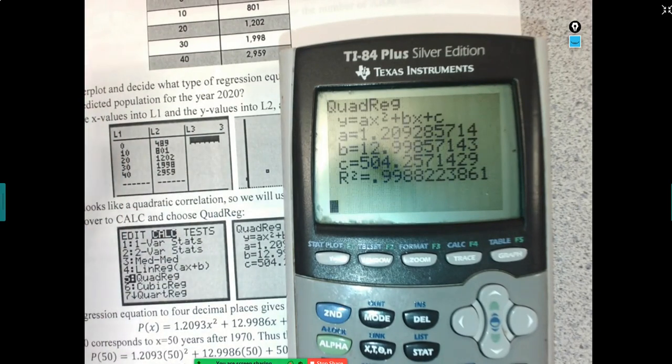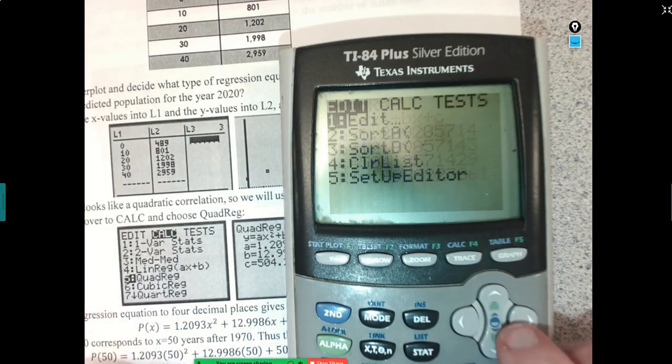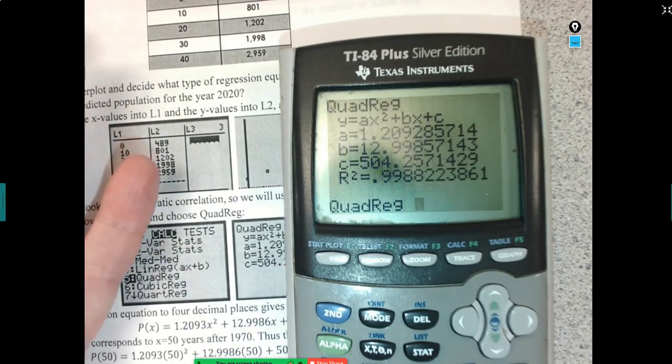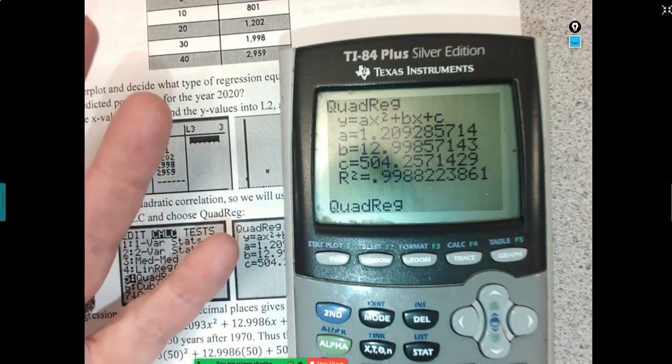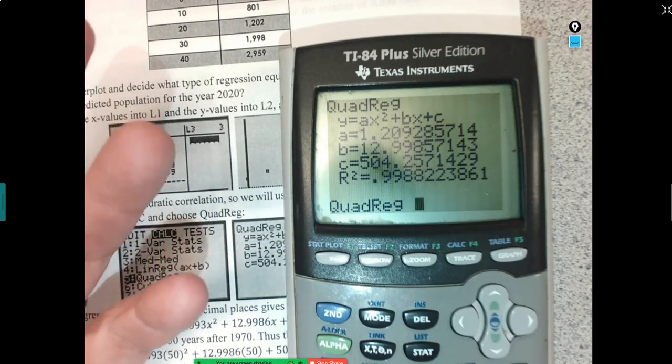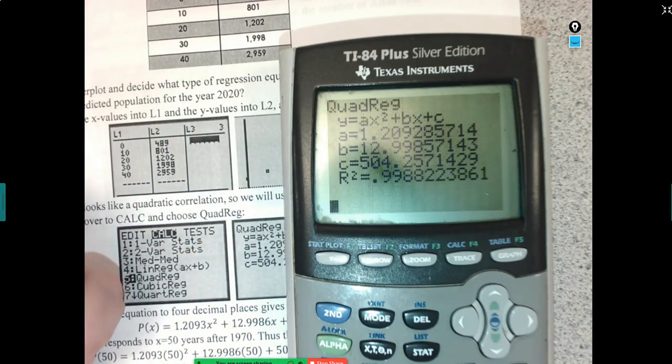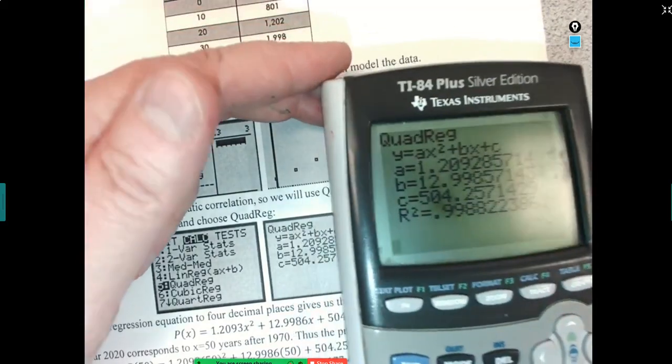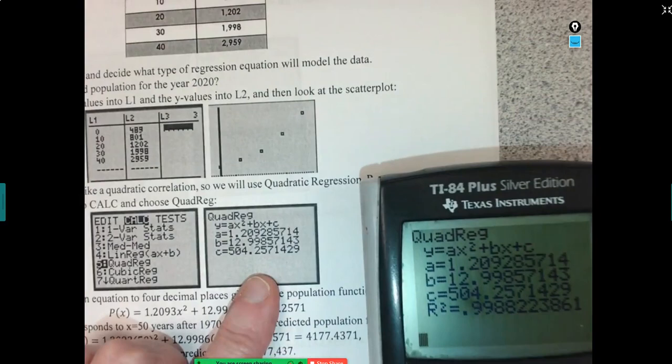Okay, now if I just pressed enter, I will get the same thing because I put my X values in list 1 and my Y values in list 2, which is the default. So let me just show you. I could have just pressed enter because I set it up to where my X values were in list 1 and my Y values in list 2, and that is the default. Okay, and I'm getting the same thing. Okay, all right, which is what I'm showing here.